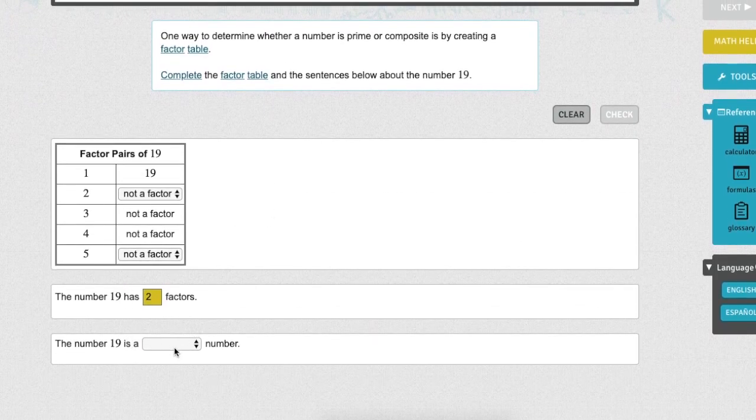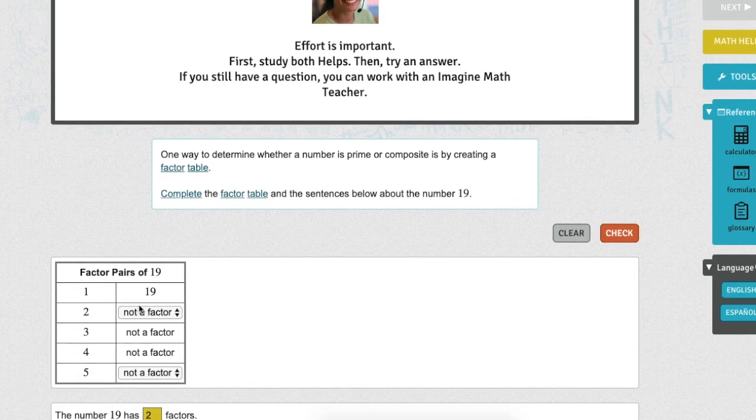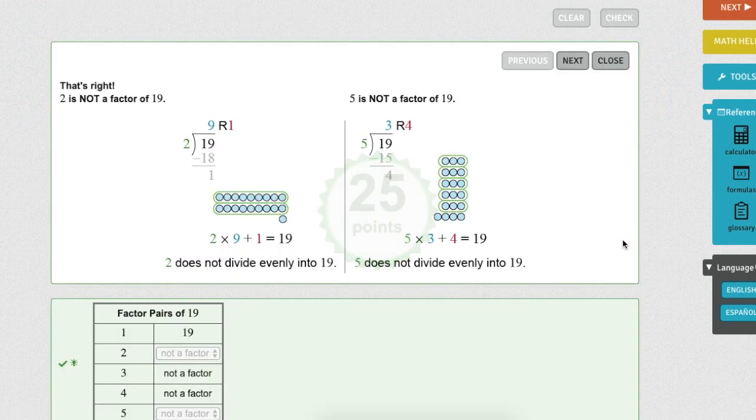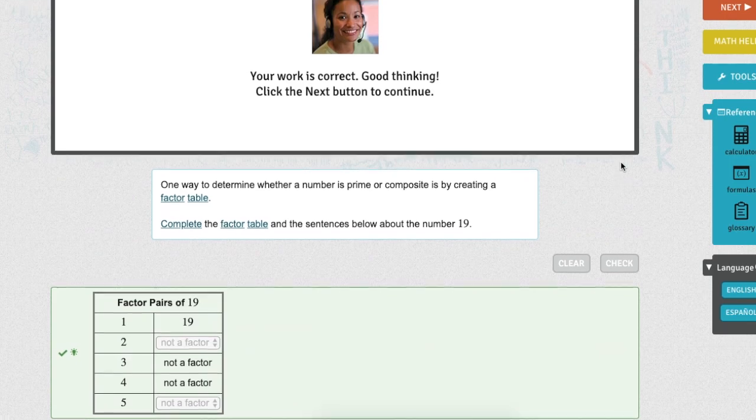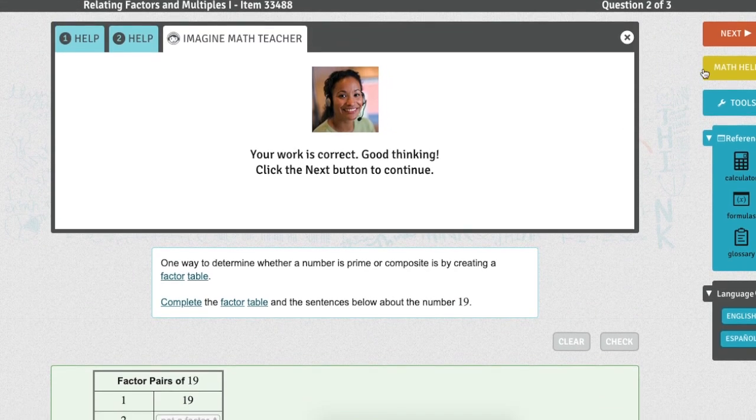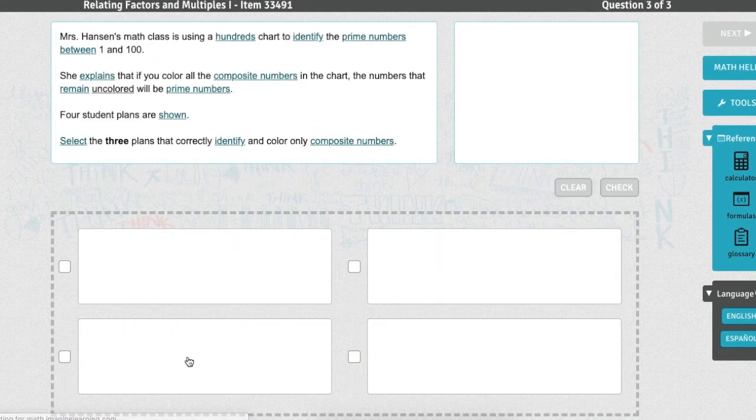So the number 19 is a prime number because all of these numbers are not factors. Okay. So let's check. All right, that's 2. Let's see. It says we got 3, so we've got one more question to look at.